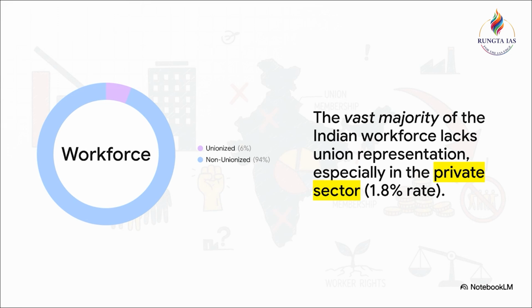And when you break it down further, the picture becomes even clearer. In the public sector, the rate is 11.8%. I mean, it's still low, but it's something. But now look at the private sector, it's a tiny 1.8%. This huge gap tells you exactly where the erosion of union power has been the most severe.